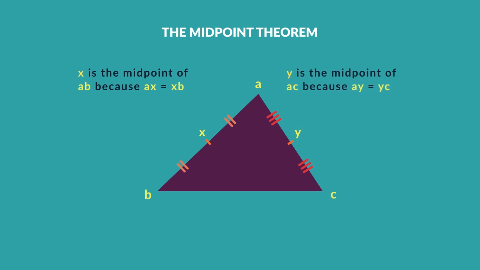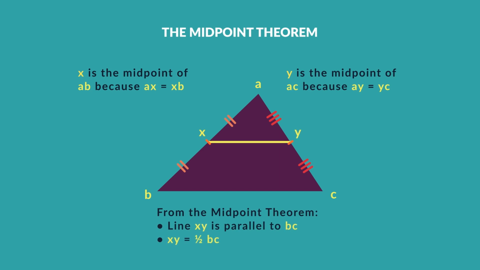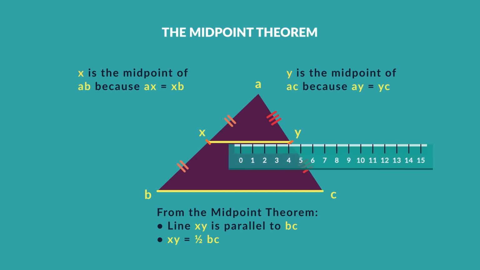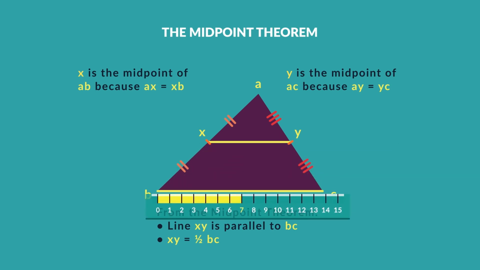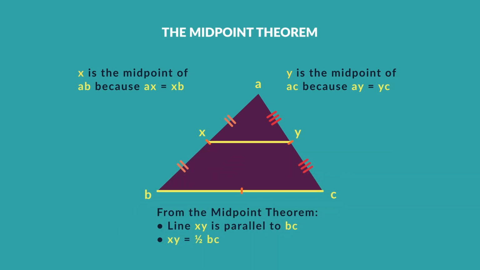side AC. The midpoint theorem tells us that the line XY is parallel to BC. It also tells us that the line XY is exactly half the length of BC. And that's all there is to it. If we have a triangle with a line drawn in to join the midpoints of two of its sides, then we immediately know a whole lot about this line without having to measure anything ourselves.